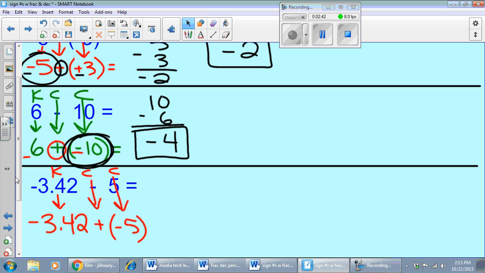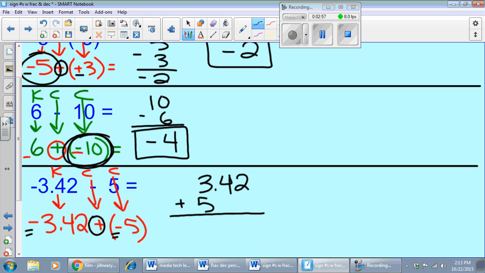Now my new problem has addition with same signs because both of these numbers are negative. When we add with the same signs, we add the digits and keep the sign. So I will add up 3 and 42/100 plus 5. My decimals have to be in a straight line, so I would make the whole number 5 look like 5.00. Bring my decimal straight down into my answer, and then begin to add.